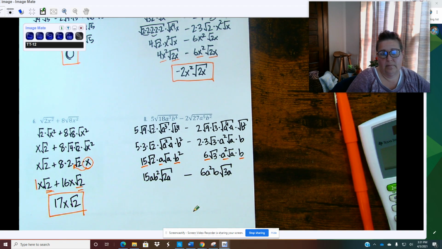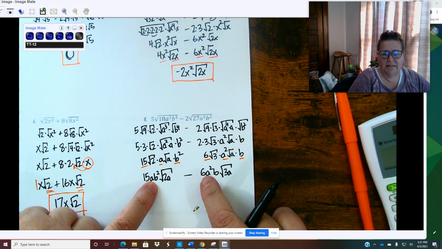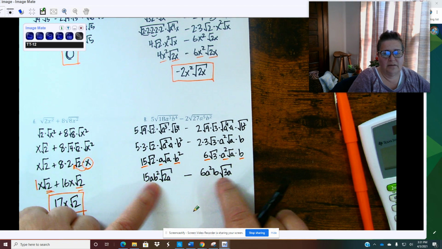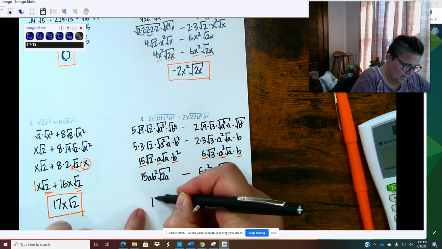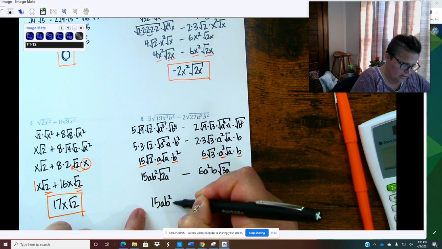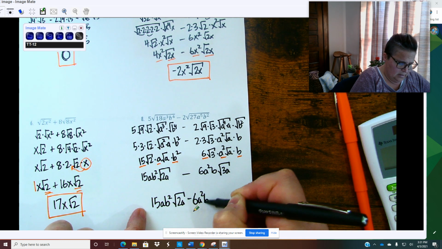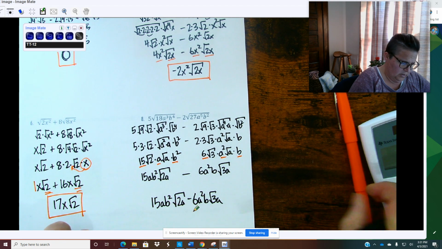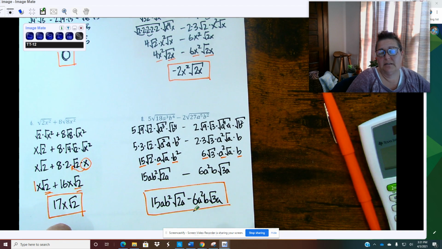Minusing them. Can I combine? What's a 15ab squared? That's a 6a squared b. Regardless of what's underneath the square roots, I don't have like terms here. These still need to be like terms. So the best I can do is 15ab squared square root of 2a minus 6a squared b square root of 3a. Putting it all together and listing it as is. Simplified, but I can't combine them.